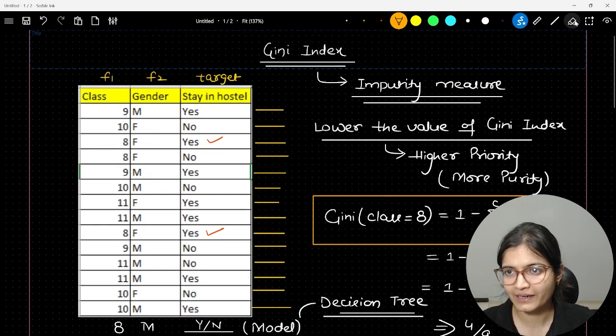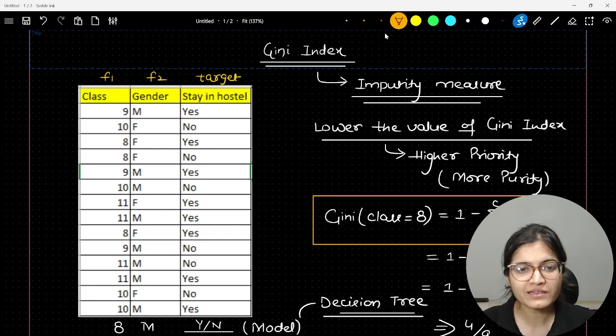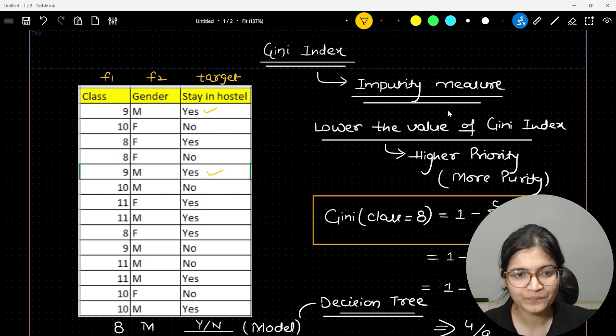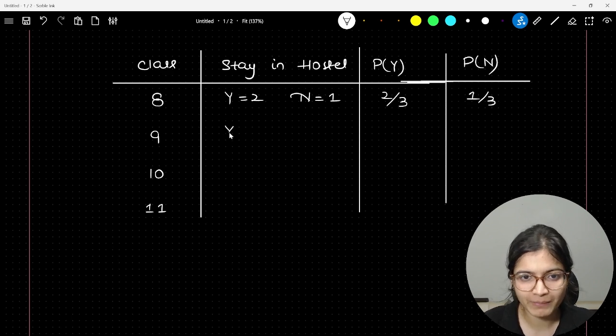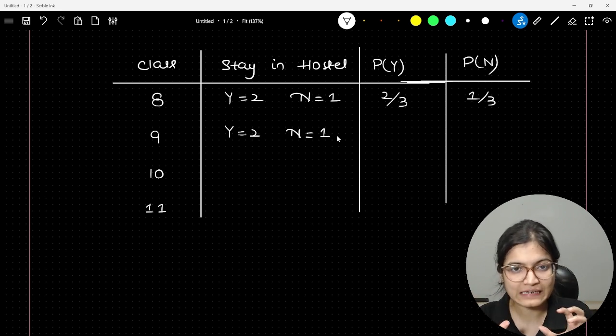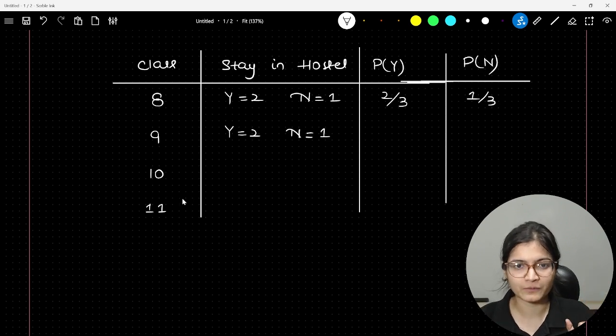For class equals 9, let's focus on the data where class equals 9 and the yes records. So 1, okay, then 2, okay, then in total again we will have 3 records for class 9. You can try at your end, because I'm doing a live recording and there might be some calculation mistake, so you can check it once again. But the logical part is clear. What I'm trying to see here is, with respect to class 9, how many yes are there and how many no's are there. I can clearly see 2 yes and 1 no.